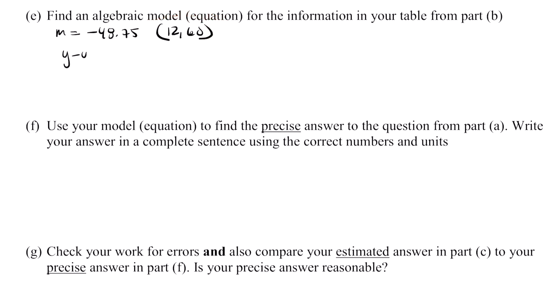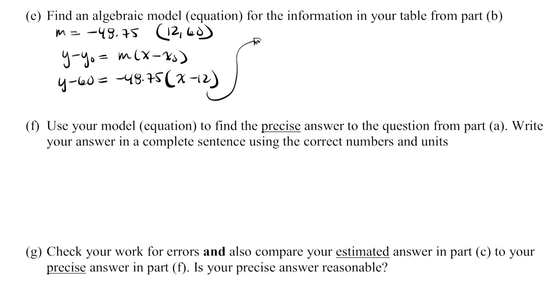So I'm going to write y minus y naught equals m times x minus x naught. That's the point slope form of a linear equation. So y minus 60 equals negative 48.75 times x minus 12. And space is limited on these notes. So let's go ahead and continue this here.